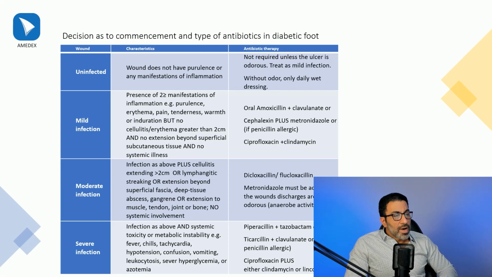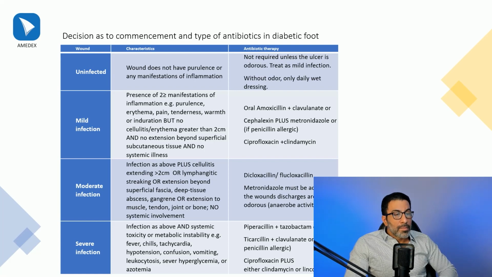What do we do for moderate infection? Dicloxacillin or flucloxacillin. This is the first choice, and it says metronidazole must be added if the wound's discharges are odorous. It shows that we have some anaerobe activity. For that, we're going to add metronidazole on top of dicloxacillin, flucloxacillin, which are synthetic penicillins.